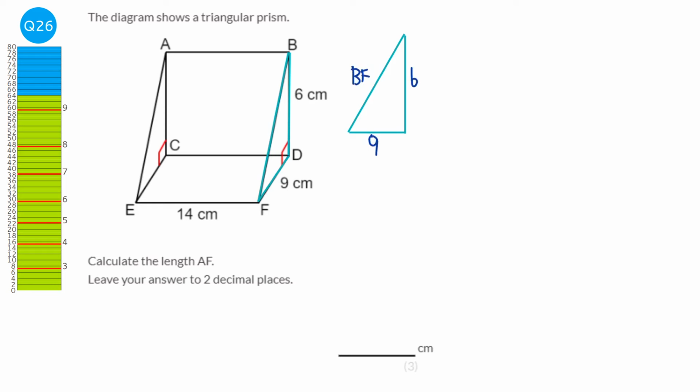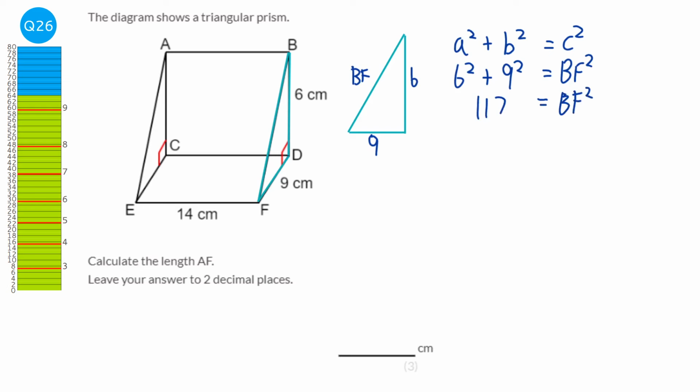So we're going to use Pythagoras, so it will be a squared plus b squared equals c squared, so it would be 6 squared plus 9 squared equals BF squared. 6 squared plus 9 squared is 117. And then we just get our solving bit in, just to square root both sides. And I can leave this as square root 117 for now.